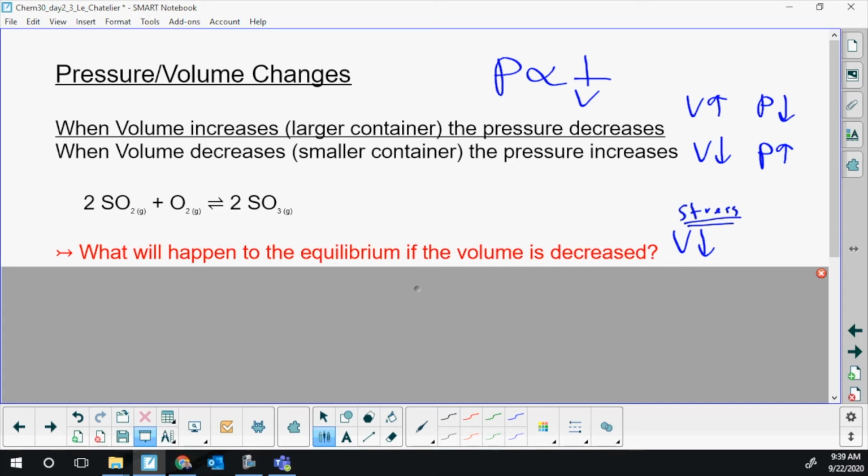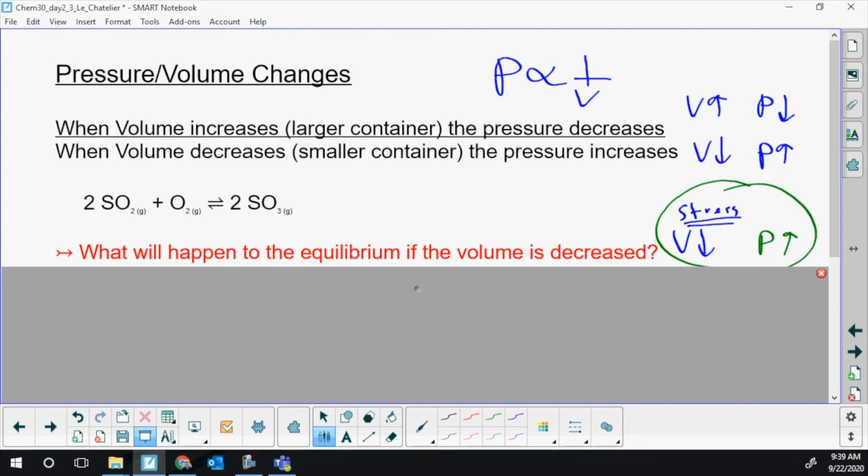Now to do Le Chatelier's principle, we're going to have to think of it in terms of pressure. You'll often be told what the container did, but pressure is how we have to do the science. So what happens to the equilibrium if the pressure is decreased? Well, the stress is really driving up the pressure. This is what happened. Volume decreased, pressure increased. You've got to think of those together, and they're inversely proportional to each other. Volume went down, pressure went up.